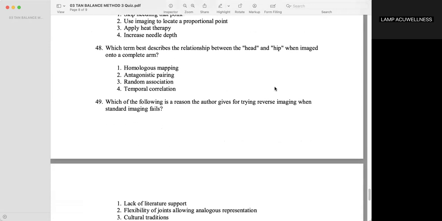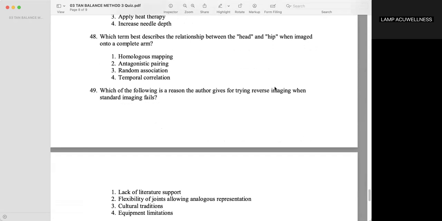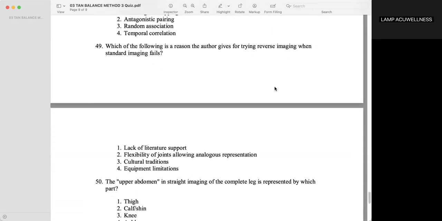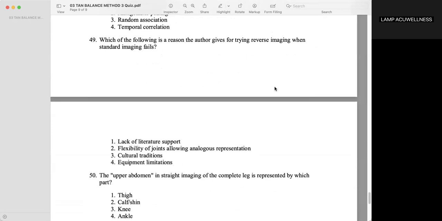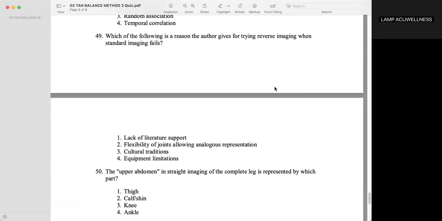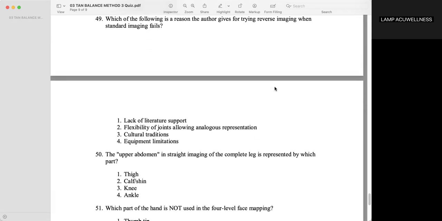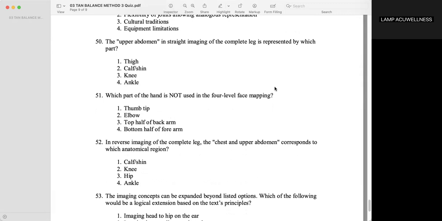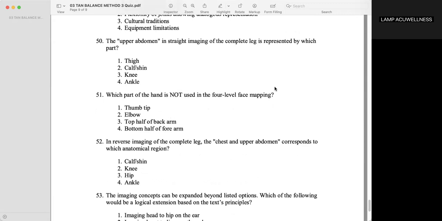Which term best describes the relationship between the head and hip when imaged onto a complete arm? Number 1, homologous mapping. Which of the following is the reason the author gives for trying reverse imaging when standard imaging fails? Flexibility of joints allowing analogous representation. The upper abdomen in straight imaging of the complete leg is represented by which part?